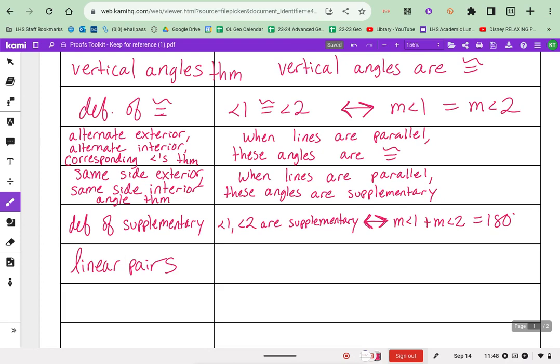So if you see two things in your proof, in the picture, that look like linear pairs, then you would say those two angles are supplementary. So you'd say something like, angle 1 and angle 2 are supplementary. So pretty much the same as same side exterior, same side interior.